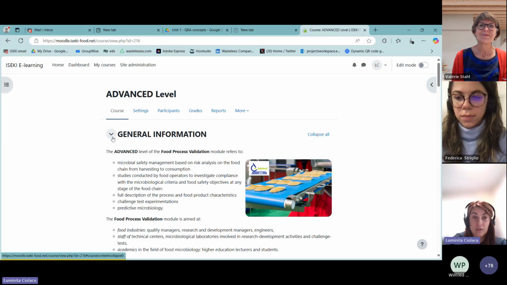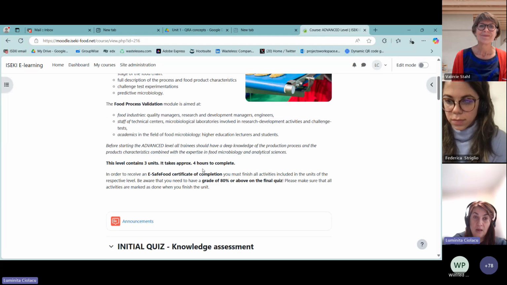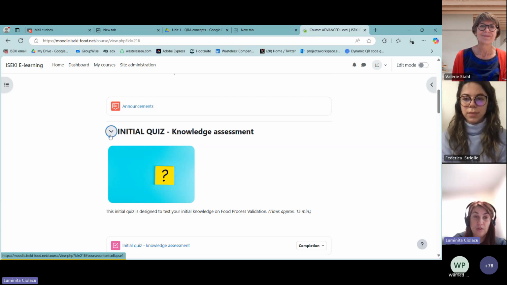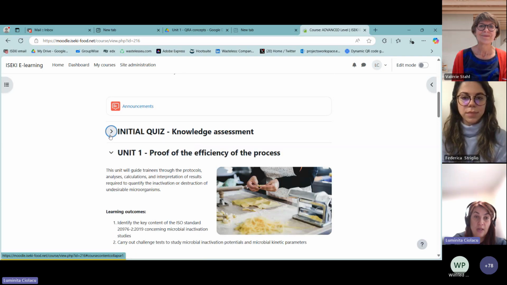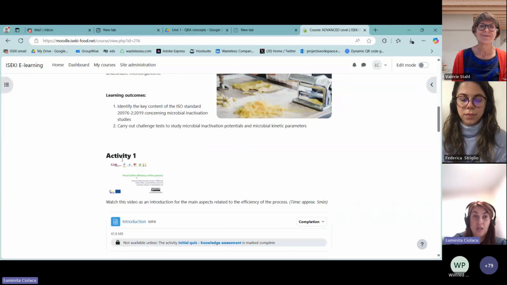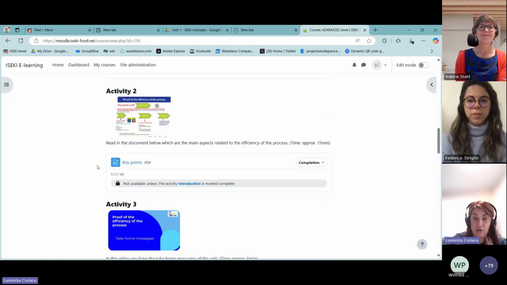So for the structure of this, you will see that we have a general information activity, and then we have the initial quiz where you can assess your knowledge before going through all the materials of the module. And then we have all this material organized in units. Each unit has different activities, and each activity has one or more documents, which can be, as I said, a video or an animation or a PowerPoint presentation, and so on.